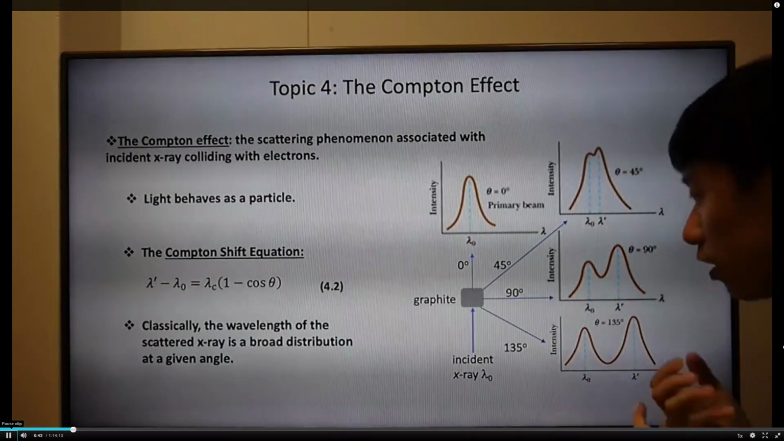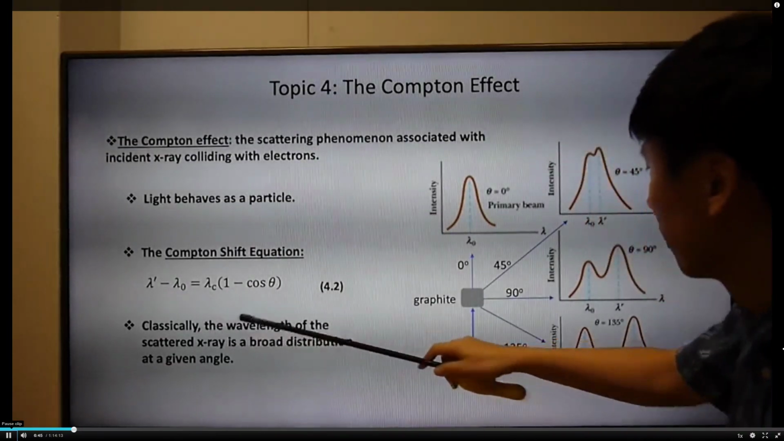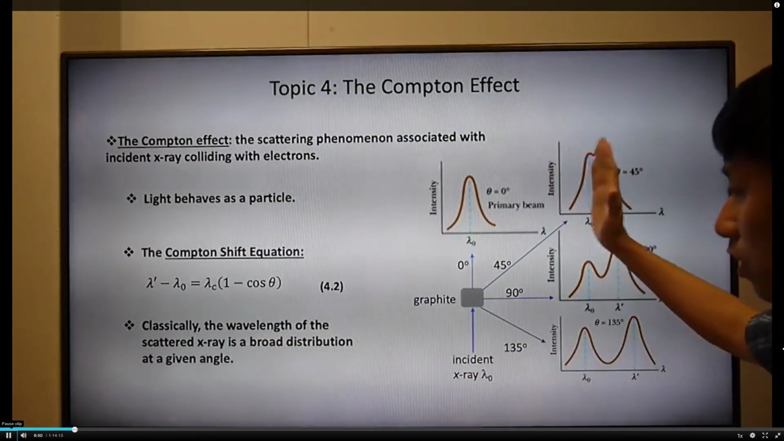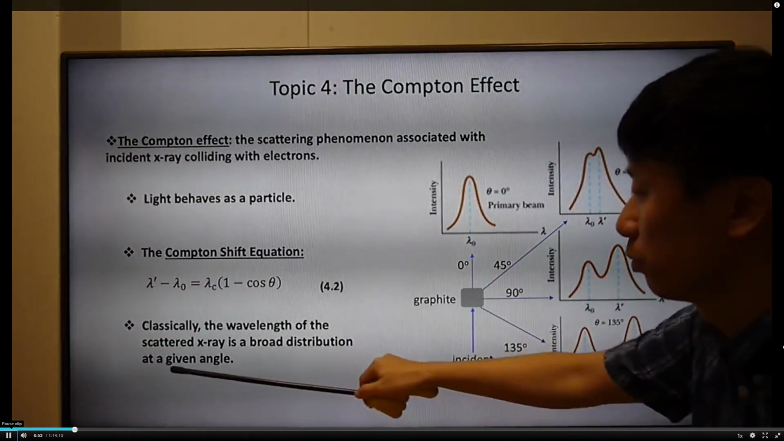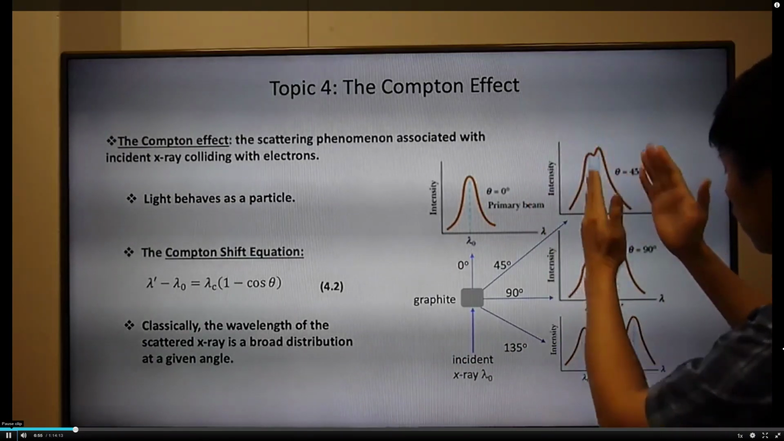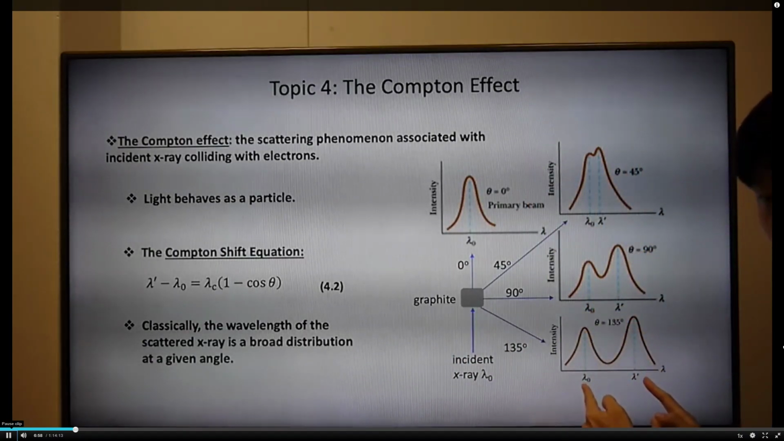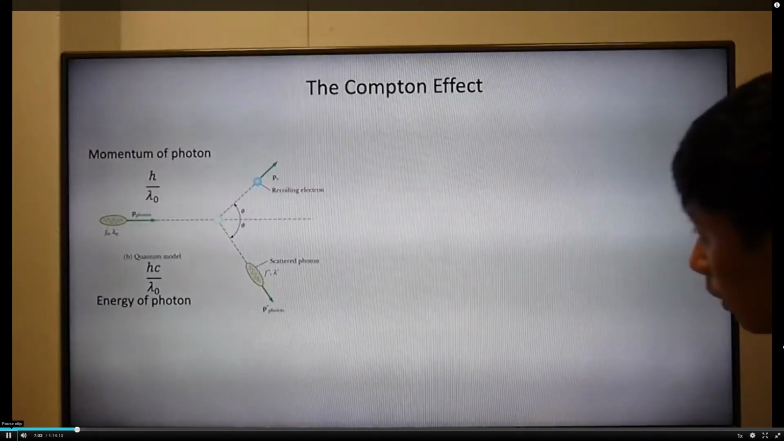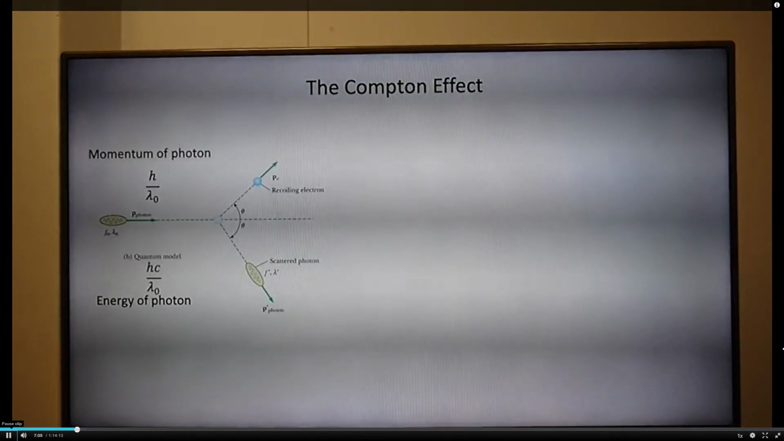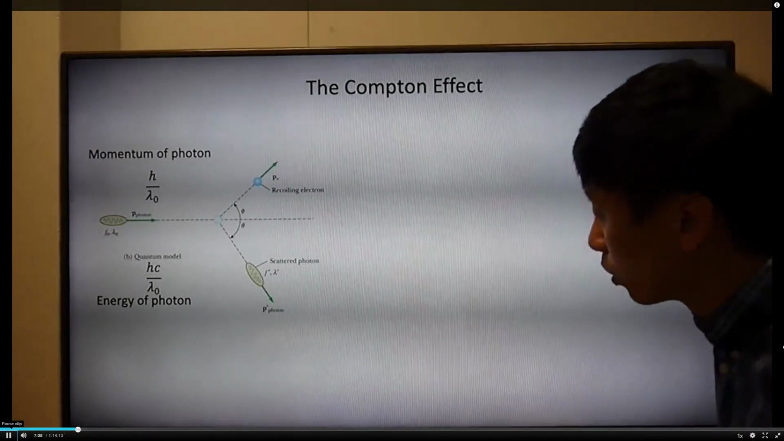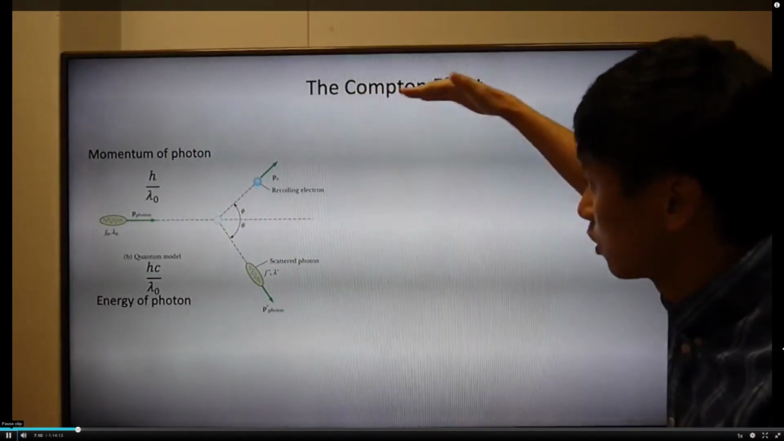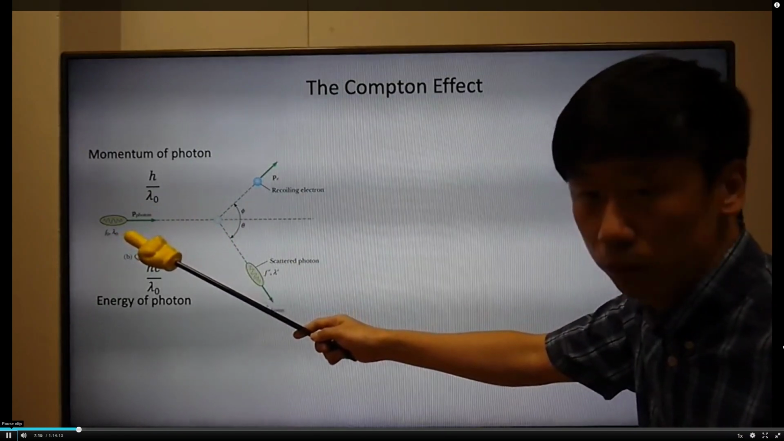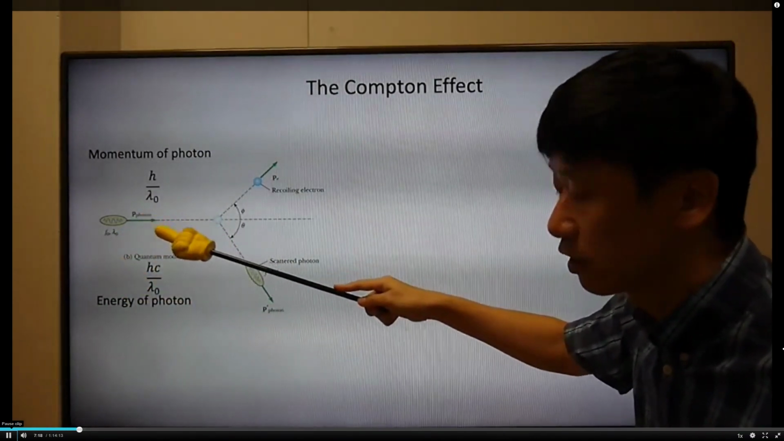In classical physics, if light is a wave, then this scattered light should have a broad distribution instead of the separation into two distinctive peaks of the two wavelengths. Okay, then let's think about the modeling from this experiment, the Compton effect. At first, we have an incident photon. Its wavelength is lambda 0.